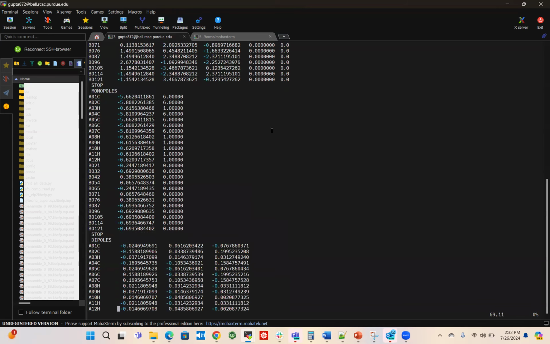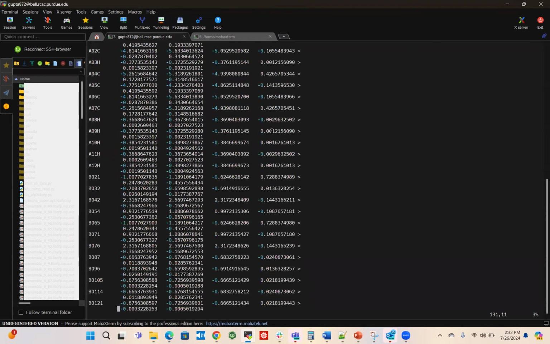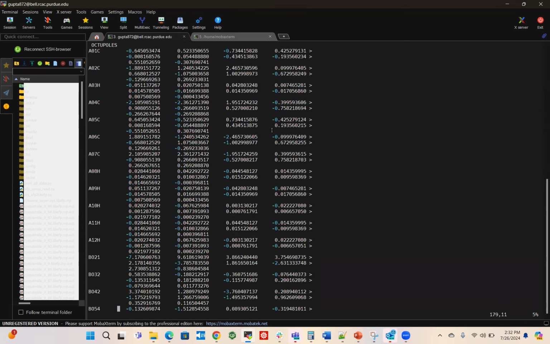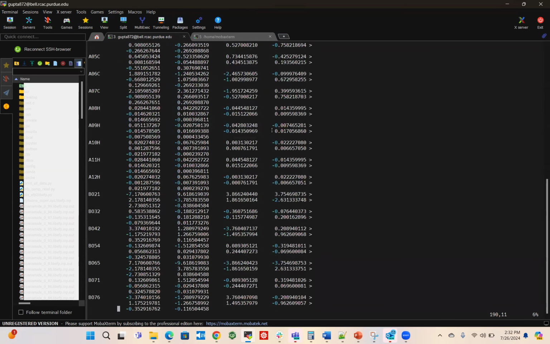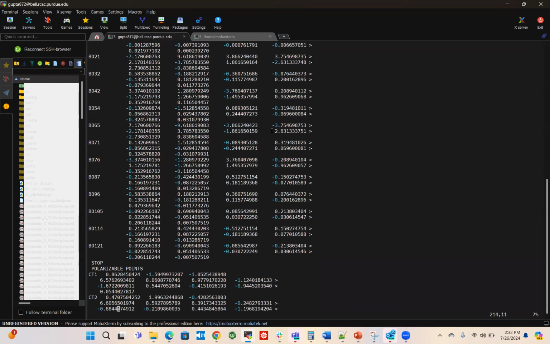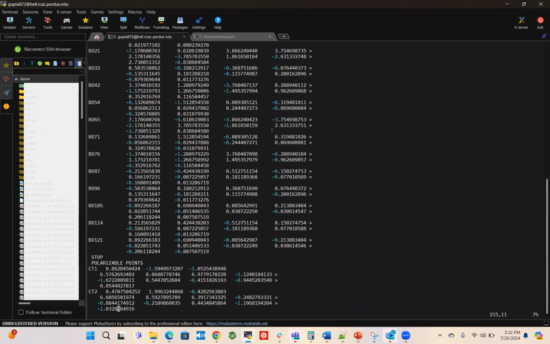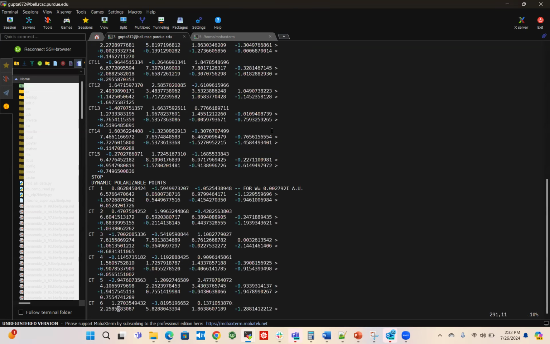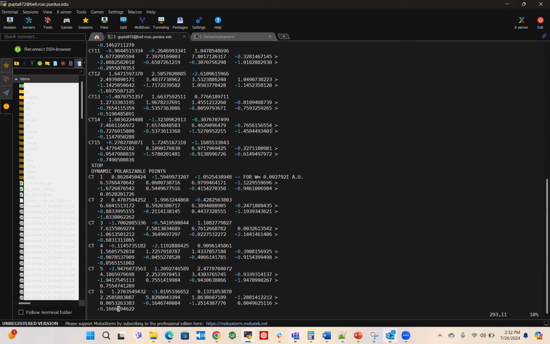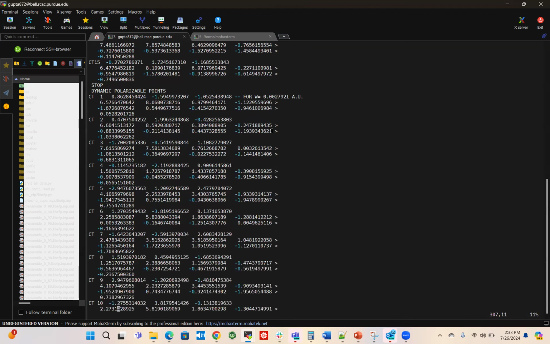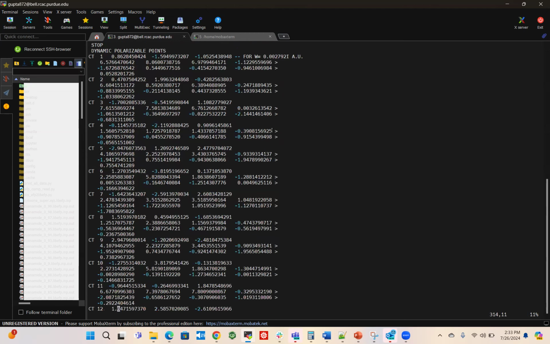We also have the monopoles, the dipoles, quadrupoles, and the octupoles, which are basically what we need to calculate our electrostatic interaction energy, which is calculated in the form of distributed multipole analysis along the atom centers and bond midpoints. We have the polarizable points, which are basically needed for our polarization interaction calculation. We have our dynamic polarizable points, which contain the coordinates and values of the anisotropic dynamic polarizability tensors, which we need for the dispersion energy calculation.